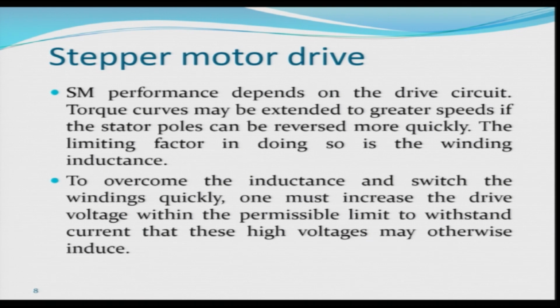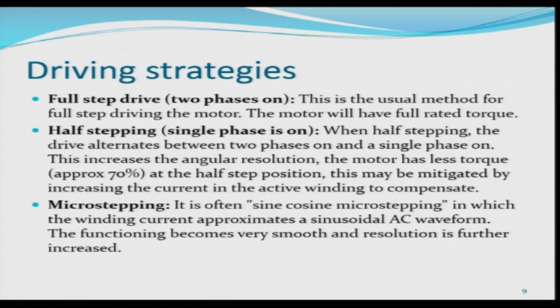To overcome the inductance and switch the windings quickly, one must increase the drive voltage within the permissible limit to withstand current that these high voltages may otherwise induce. There are different driving strategies. One is called full step drive, 2 phases on, as we have seen in the last figure. This is the usual method for full step driving the motor. The motor will have full rated torque in this configuration.